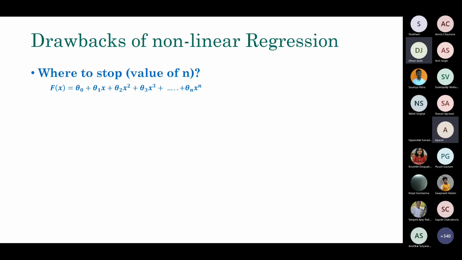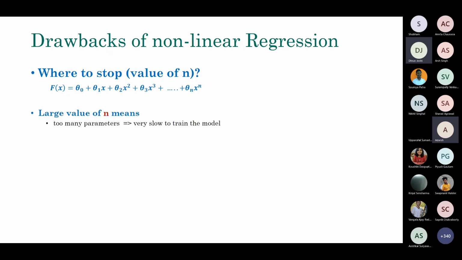What's the drawback of nonlinear regression? Again, one, of course, you have to determine what will be the value of n, where to stop, because you do not know a priori. So kind of trial and error you have to do on the data. And again, even for the same problem, if the training data changes, it may also change. So it's slightly tricky to do that.